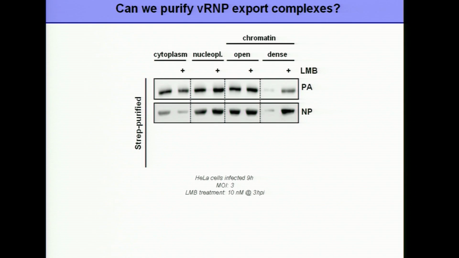This is a Western blot showing the vRNPs that we purified from the different fractions of the nuclei. Over here on the left, these are cytoplasmic RNPs, and then here we have those three fractions I was telling you about. We're looking at PA as a marker for the polymerase complex, and then NP, the nucleoprotein, both main components of the purified vRNPs. In the left column of each of these, we have the yield of vRNPs without leptomycin B, and on the right, we have the yield in the presence of leptomycin B. And as you can see, we do, in fact, have a fraction where there's a strong enrichment of vRNPs after leptomycin B treatment, namely this dense chromatin fraction.